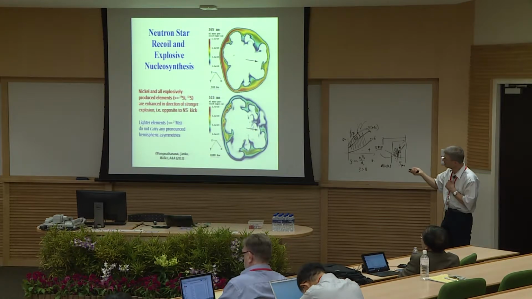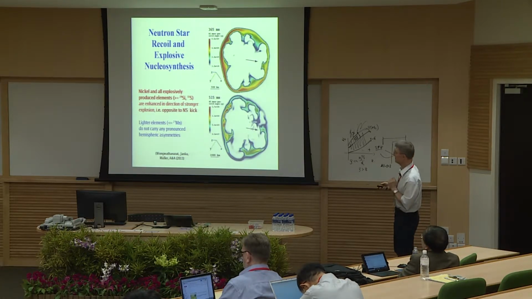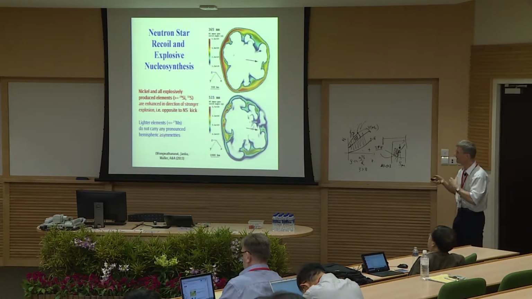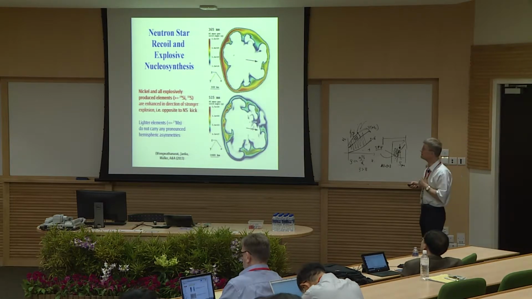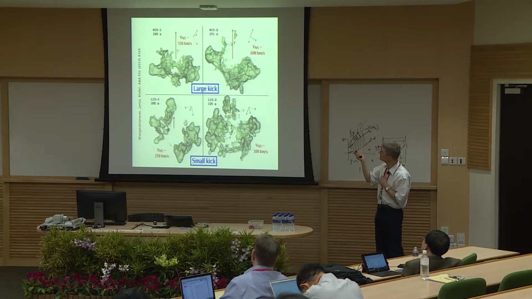Here is the nickel clumps produced behind the outgoing shock wave. These pockets here contain nickel. Nickel is not distributed in a shell. It's in pockets, in knots, in clumps when the explosion sets in. Here you see it visualized in a different way. Large neutron star kick cases, 550 kilometers per second, 600 kilometers per second for 2 runs. The asymmetry is extreme. We have most of the nickel being produced in the opposite hemisphere in both cases.